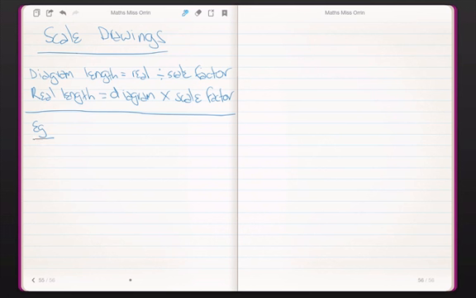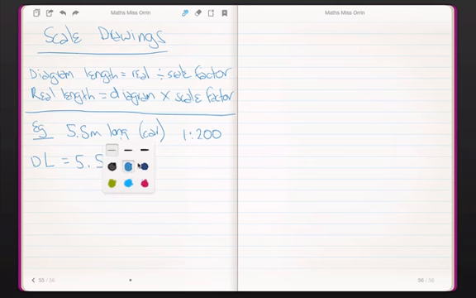Let's do an example, okay? So let's say a car in real life is 5.5 meters long. The scale factor is going to be 1 to 200. All right, that's what they're telling you. How long would the diagram be? Okay, so diagram length, what would it be? All you do is do the real divided by the scale factor. So we do 5.5 meters divided by the scale factor, which is 200.